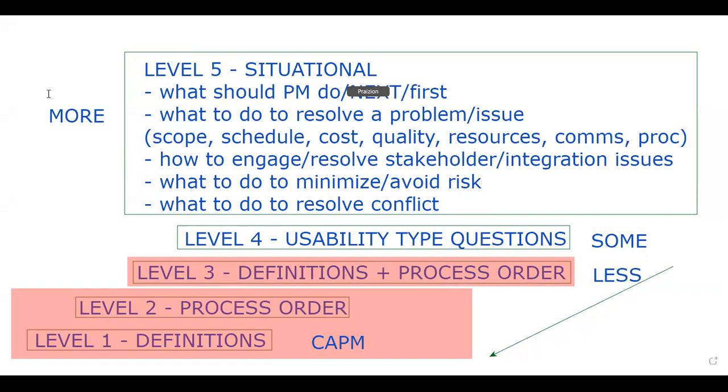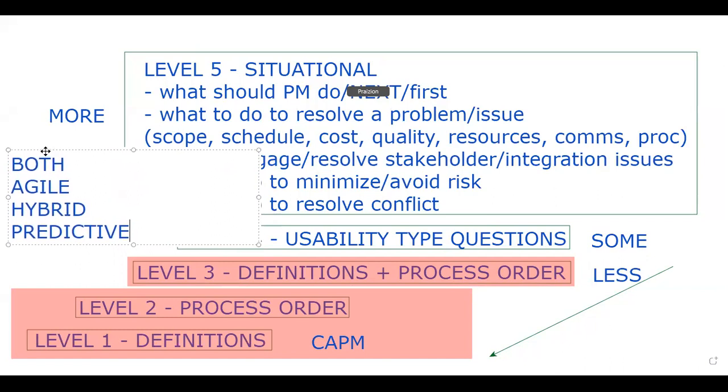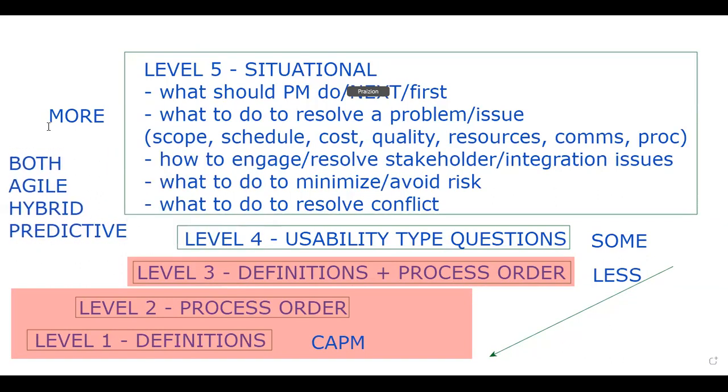Remember, we are talking about both agile, hybrid, and predictive in all of these categories. Even on your CAPM exam, you could get some agile questions. You could get questions that pick from what is in the PMBOK guide from an agile perspective.